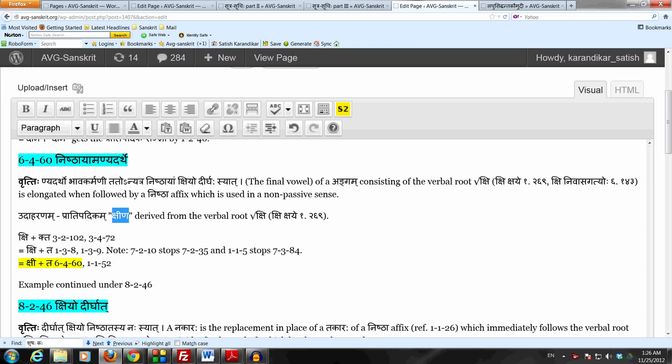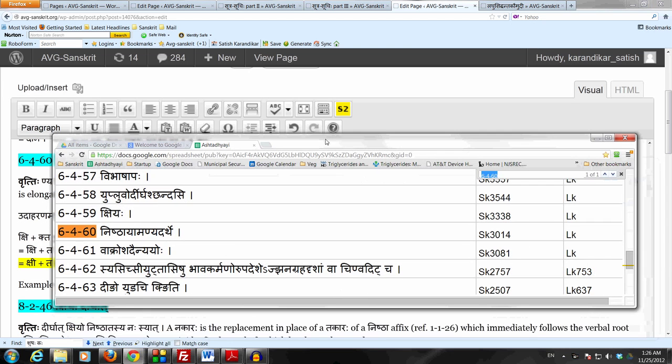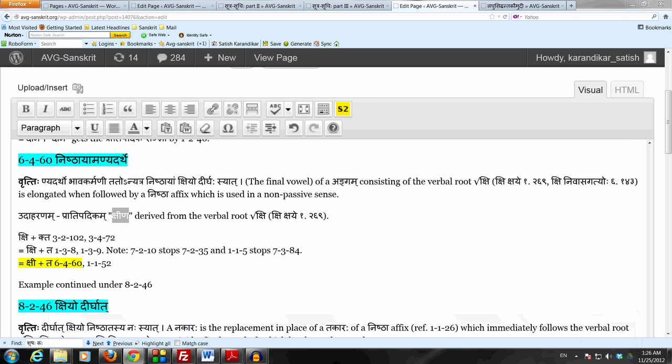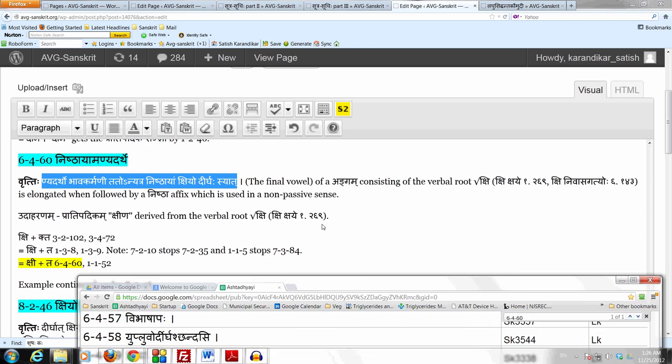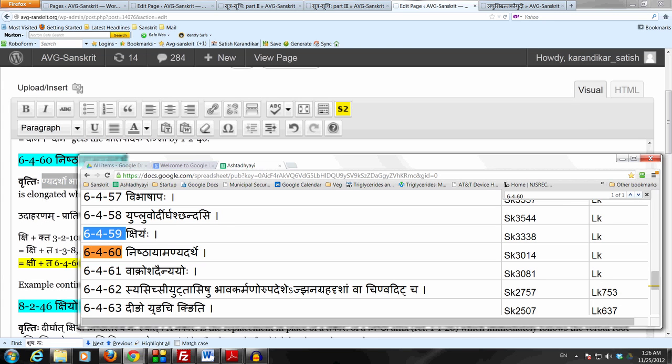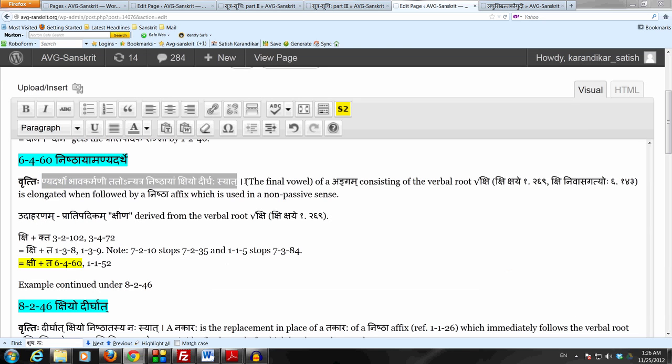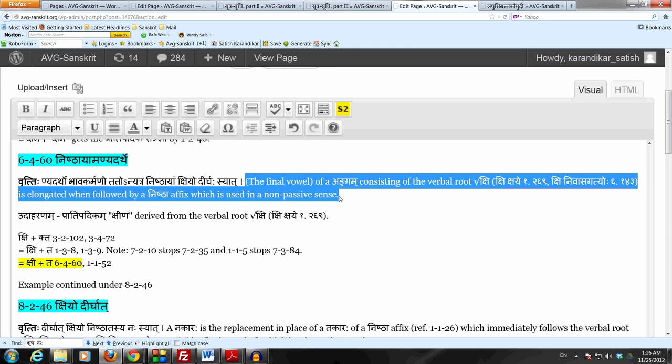So the first sutram that we need in this case is sutram 6.4.60, which is nishtayam anadyarthe. Padacheda is nishtayam anyadarthe. The vritti of the sutram says nyadartho bhavakarmani tatonyatra nishtayam kshiyo dirghasyat. And the word kshiya is coming from the prior sutram 6.4.59. So the meaning of this sutram 6.4.60 is that when this nishtha affix follows this verbal root kshi, and it is used in a meaning which is not the meaning in which nyat is used.